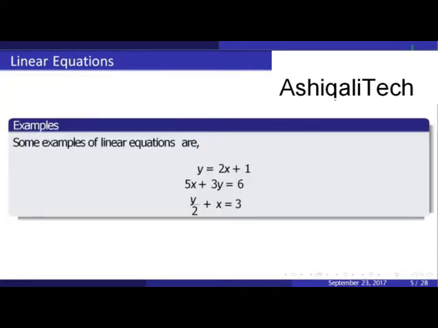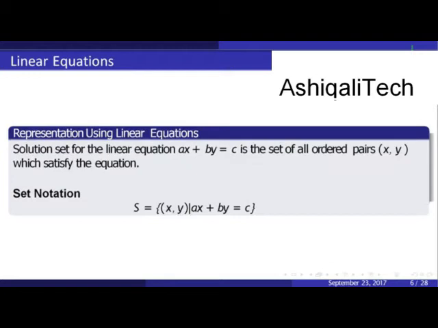Examples. Some examples of linear equations are given by number 1, y is equal to 2x plus 1. Number 2, 5x plus 3y is equal to 6. Number 3, y over 2 plus x is equal to 3.